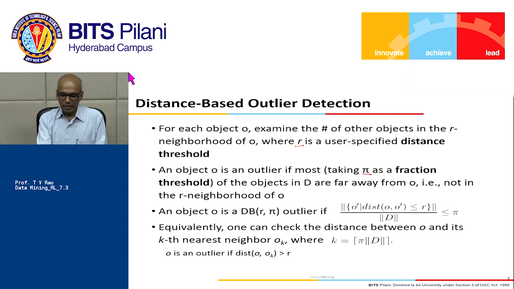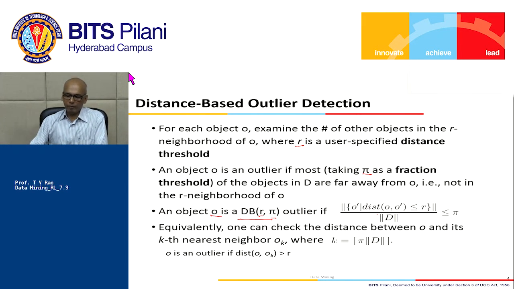So it comes to this. It can be expressed as a distance-based outlier with two parameters, R and pi, with a definition such as this. We are looking at the count of objects O prime such that the distance from O is less than R, and we divide it by the total count of the data objects. If that is lower than this fraction threshold pi, then we consider O an outlier.